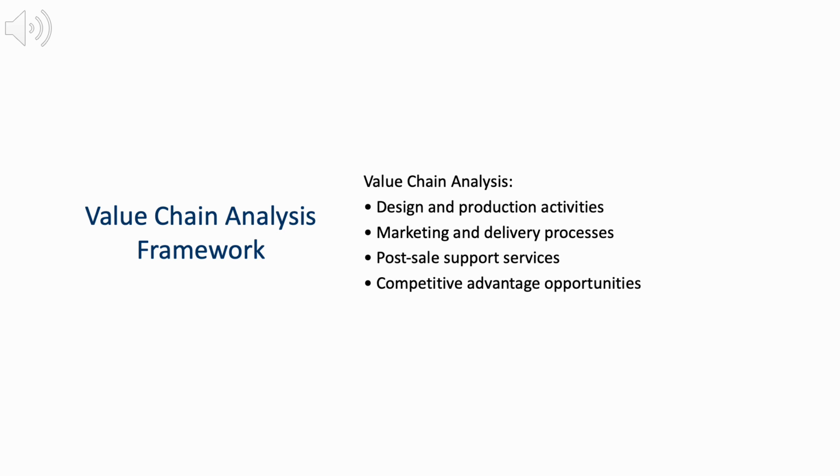The main activities of value chain members include inbound logistics, which involves receiving, storing, and distributing inputs, operations, which transform inputs into finished products, outbound logistics, which distribute finished products to customers, marketing, which promotes and sells products to customers, and service, which provides support after the sale. Understanding these activities helps organizations identify where value is created and where costs can be reduced or efficiency improved.